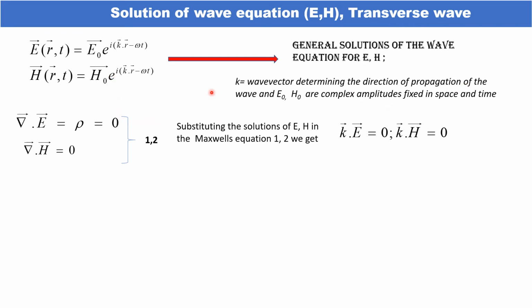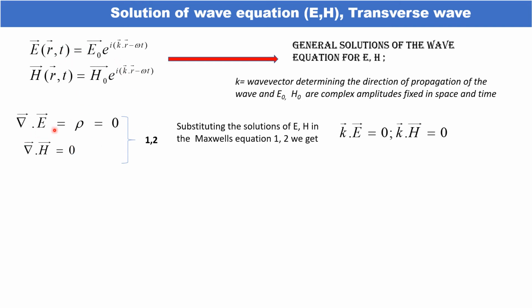And this K is the wave vector, which determines the direction of propagation. Suppose the electromagnetic wave is propagating in the z direction, so K will be a function of z. So this will be K·z minus omega t, with K dot z as a dot product. And we know from the first equations that the divergence of E is 0 and the divergence of H is equal to 0.